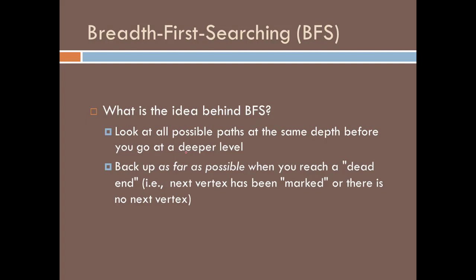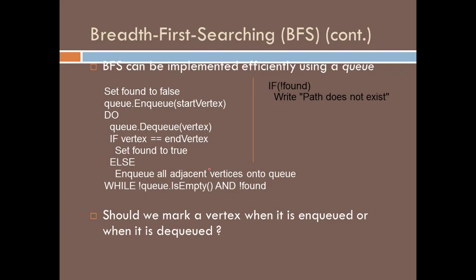So what is the idea behind breadth first search? We just discussed DFS, depth first search, and now we'll look at breadth first search. The idea behind BFS is to look at all possible paths at the same depth before you go deeper at that particular level. So back up as far as possible when you reach a dead end, that is, the next vertex has been marked and there is no next vertex.